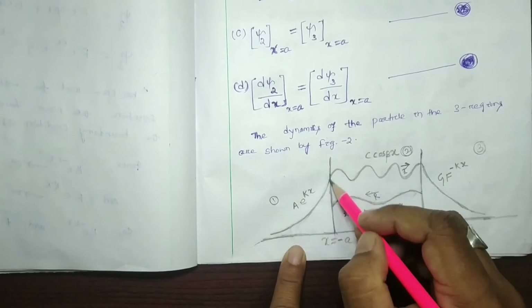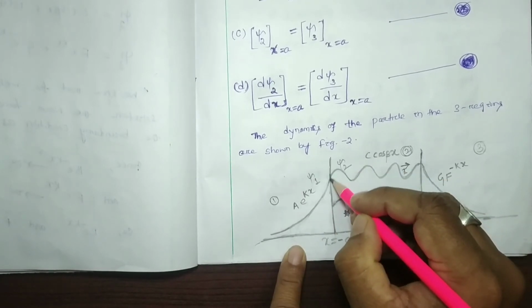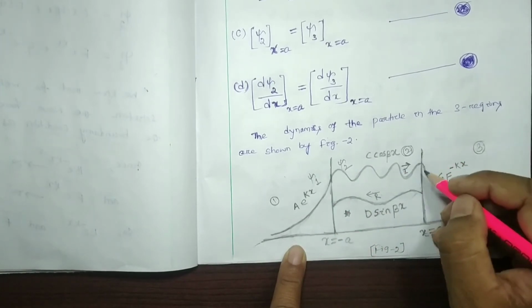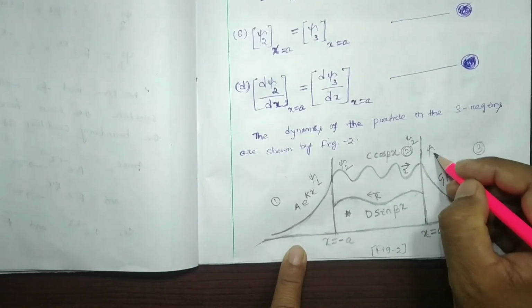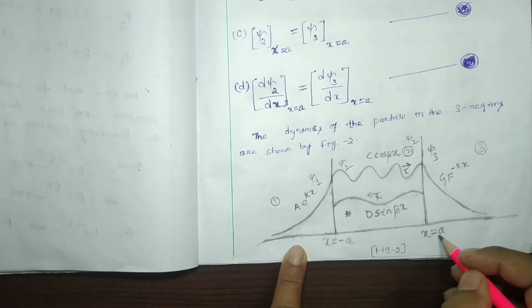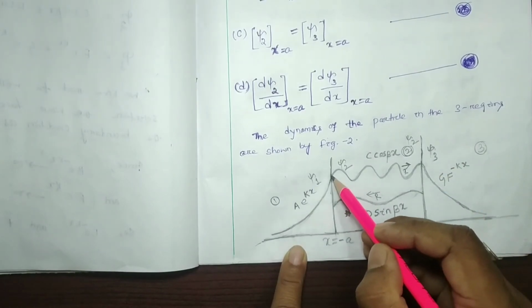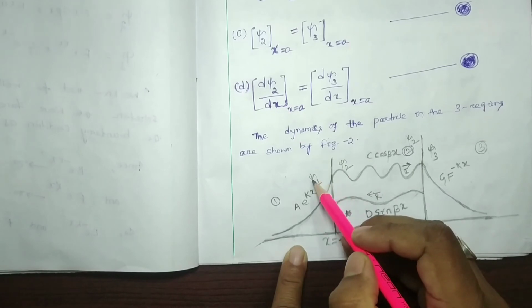Exactly at this point, can you identify this one and this one? It means psi 1 and psi 2 are both equal at x is equal to minus a, and here this is psi 2, also psi 2 and psi 3 are both equal at x is equal to plus a. Okay, and also the slope: exactly at this point you could not identify whether the slope at x is equal to minus a is for this one or this one.